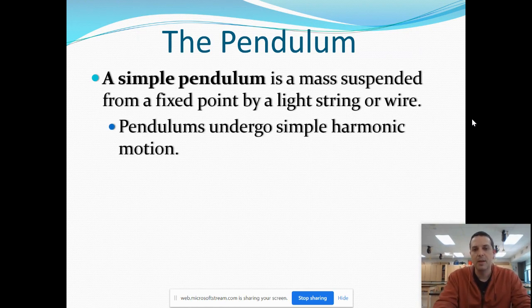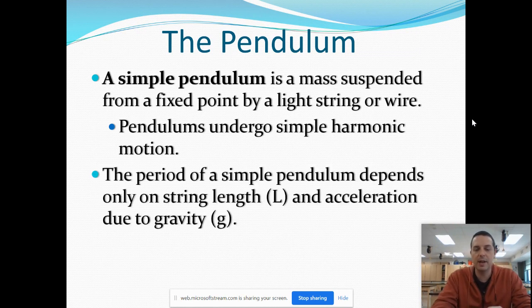If you have this condition, or if you have nearly this condition, they consider it a simple pendulum. When you talk about simple pendulums, they do undergo simple harmonic motion. That just means that they regularly oscillate about their central equilibrium position. And if we're talking about our simple pendulum, the only things that affect the period of a simple pendulum are the length of the string, so how far the mass is from the pivot, and the acceleration due to gravity. On Earth, that doesn't change at our surface. So the acceleration due to gravity is pretty much constant.